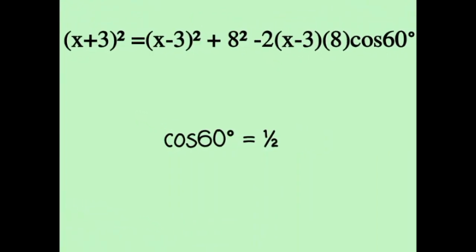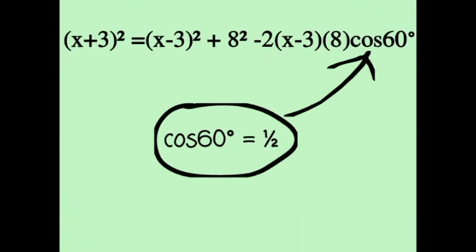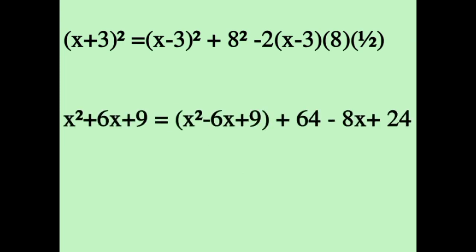Cos 60 degrees equals 1 over 2. So expand the brackets, then X squared plus 6X plus 9 equals X squared minus 6X plus 9 plus 64 minus 8X plus 24. Collect all the like terms, then 20X equals 88, X equals 4.4 centimeters.